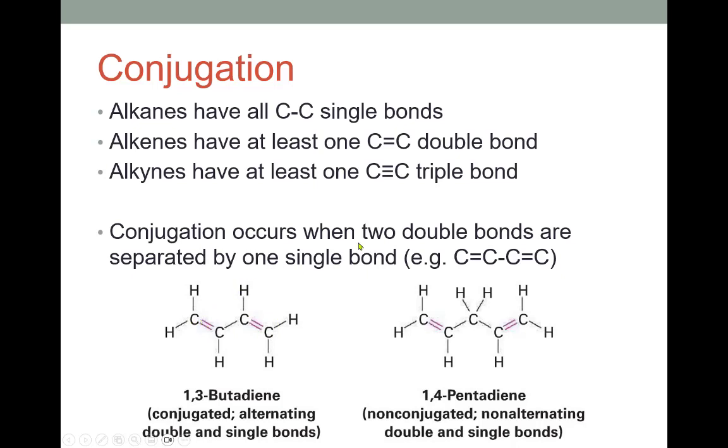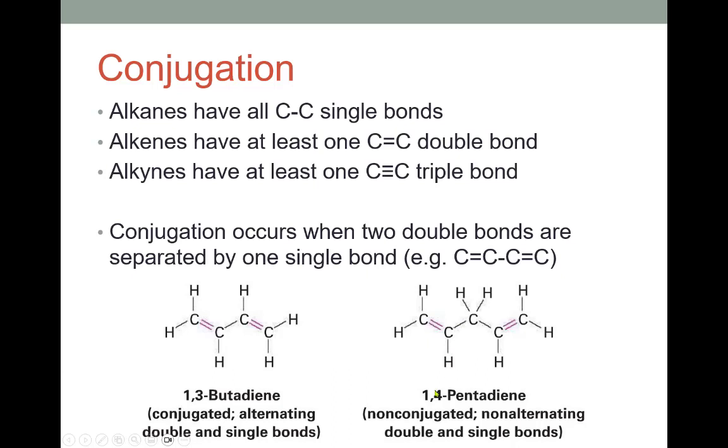So the easy way to think about it is that conjugation occurs when two double bonds are separated by one single bond. And so in the case of 1,3-butadiene here, we have a double bond, then a single bond, then a double bond. This is a conjugated system with two double bonds, two pi bonds.